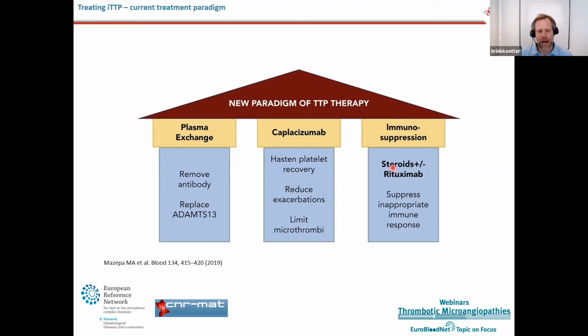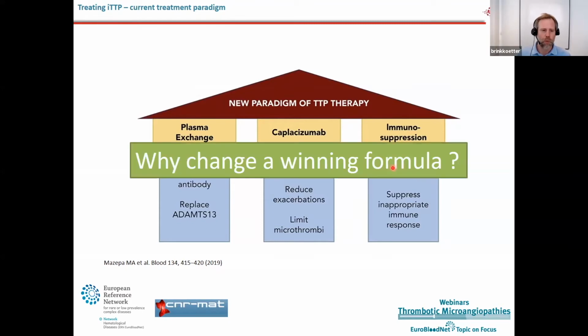Today, I will summarize the current knowledge on treatment of iTTP without plasma exchange. However, and again, this is very important to remember, we need more clinical data, we need more clinical trials to validate these approaches before they can be considered standard of care. So, why shall we change a winning formula?